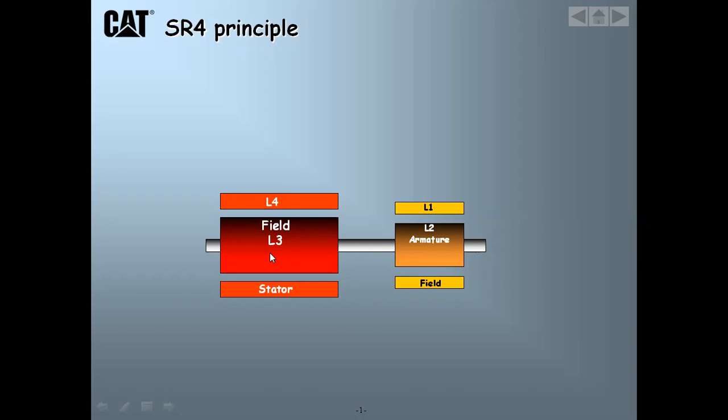For electric poles, if you have a metal rod, an iron rod, and you wind copper wire around it clockwise, you create a north pole. And if you wind the wire counterclockwise, you create the south pole. Is that clear at that point? If you have an iron rod.